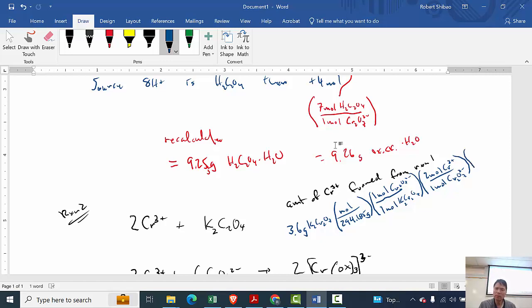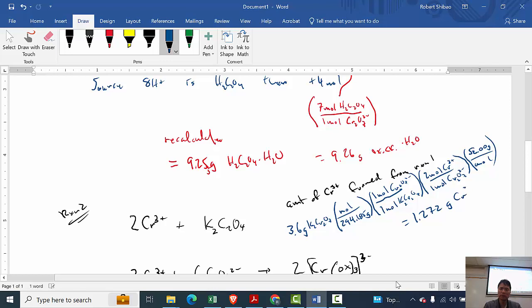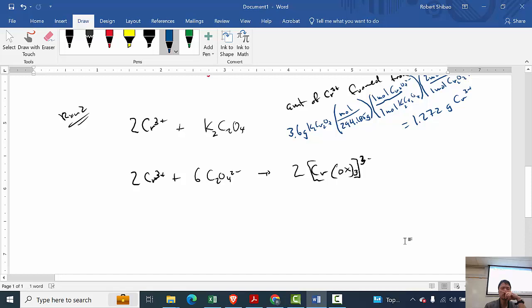And then I'm going to get the mass of chromium. Just get it off here. We'll just go 52.00. It should be good enough. So we'll have 52.00 grams per mole for the chromium. And so how many grams of chromium 3 ion should I have gotten? 3.6 divided by 294.185 times 2 times 52. 1.272 grams of chromium 3 ion. So that's what we're going to start off with here.